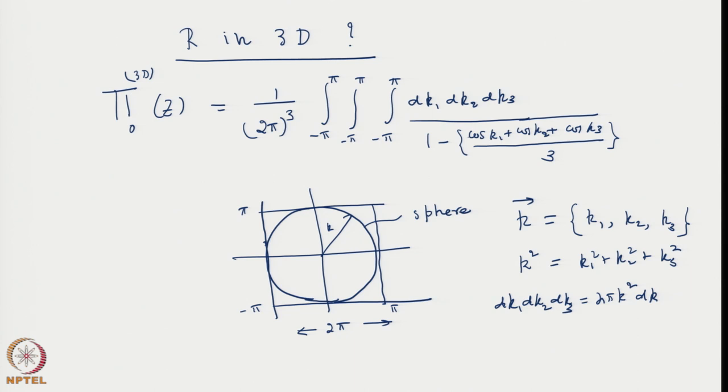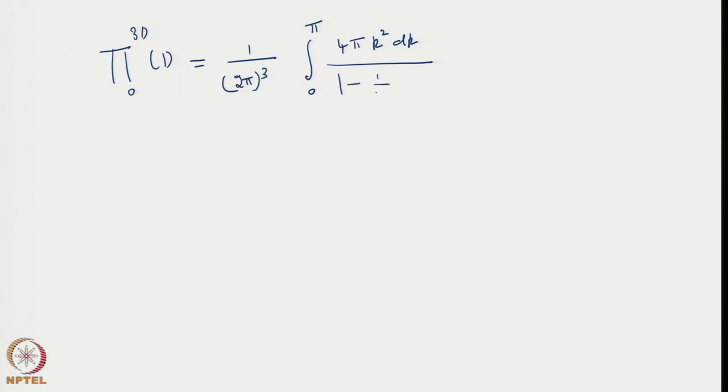That is the volume element of a sphere. So then the integral within this framework will turn out to be pi naught 3d1 will be now 1 by 2 pi cube, and the entire 3 dimensional integral will be a 1 dimensional integral of the radius vector 0 to pi, where dk1 dk2 dk3 is 4 pi k square dk, and all the other things will be 1 minus k1 square by 2 plus 1 minus k2 square by 2 plus 1 minus k3 square by 2, etc.